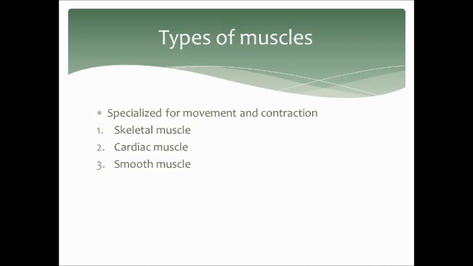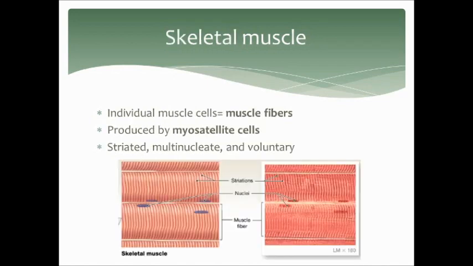We have three different types of muscle tissue: skeletal muscle, cardiac muscle, and smooth muscle. Skeletal muscles are the muscles that are found within your body. It's the ones that you would think of when you would flex a muscle, your biceps, your triceps. The muscles that are going to help you move voluntarily. Those are your skeletal muscles.